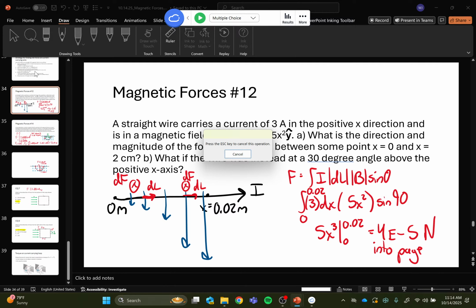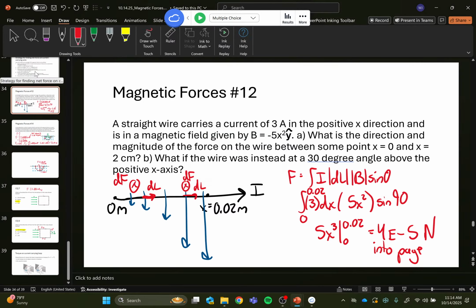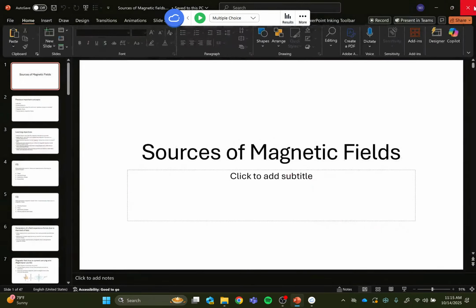Do we just assume it all goes into the middle? No, you've got to actually do the right-hand rule. You've got to put your fingers in the direction of current and swing them towards the field. Yep. All right, so, on to this one.